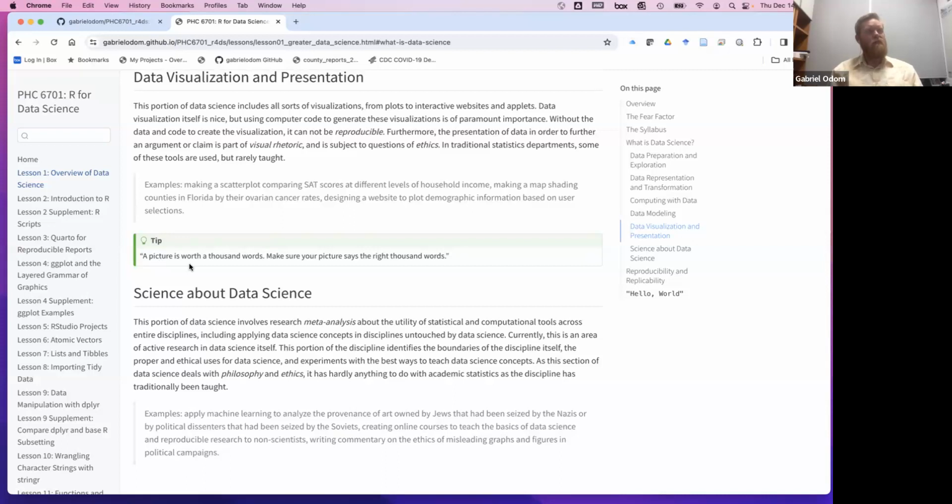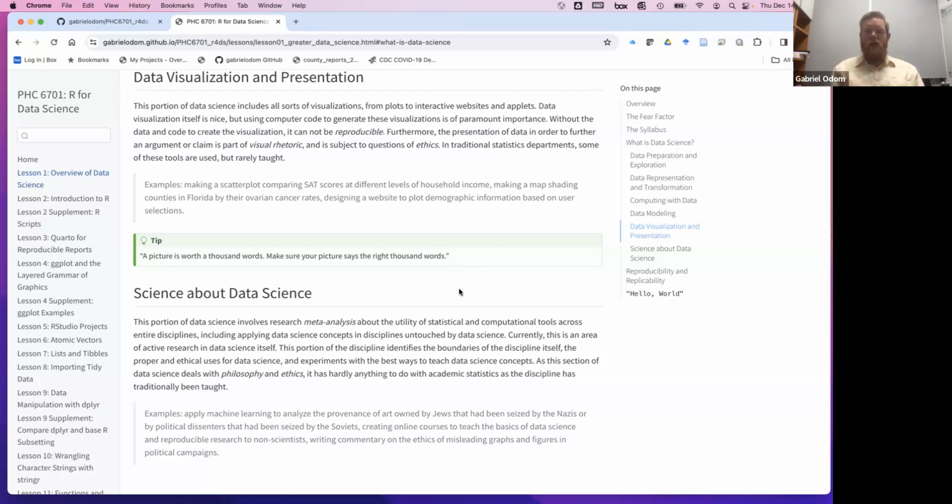This is something that I heard years and years ago that stuck with me. It was one of my professors, but I cannot remember who. This is probably 15, 20 years ago. A picture is worth 1,000 words. Everybody says, oh, a picture is worth 1,000 words. But make sure your picture says the right 1,000 words. So use these data visualizations and representations to your advantage to help your audience understand the results and understand the data that you're trying to communicate to them.